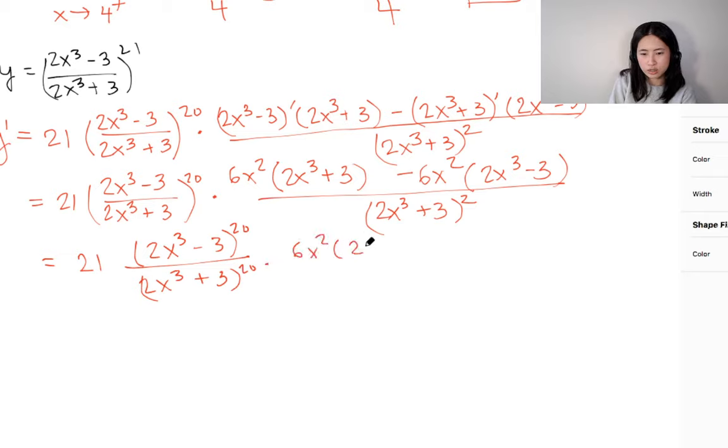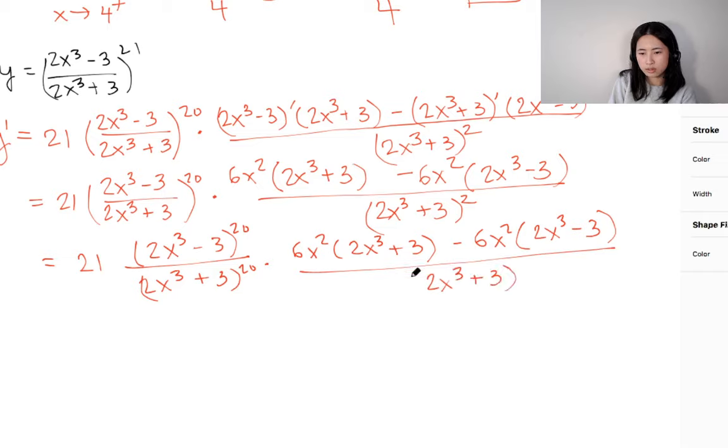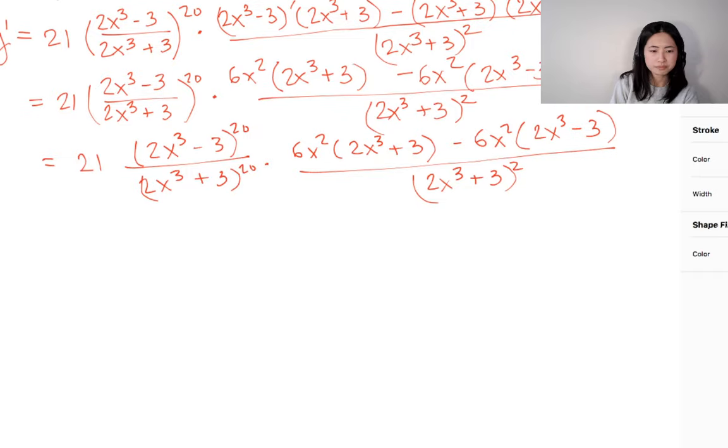6x squared, 2x cubed. So I'm not changing anything in my numerator first. And you have 2x cubed minus 3. And this is going to be 2x cubed plus 3 raised to the power of 2. Okay, so here we go. We're adding these two, right? So this is 21, 2x cubed minus 3. And this is raised to the power of 20.